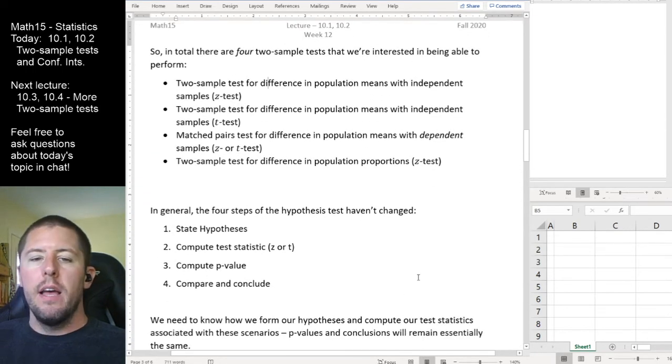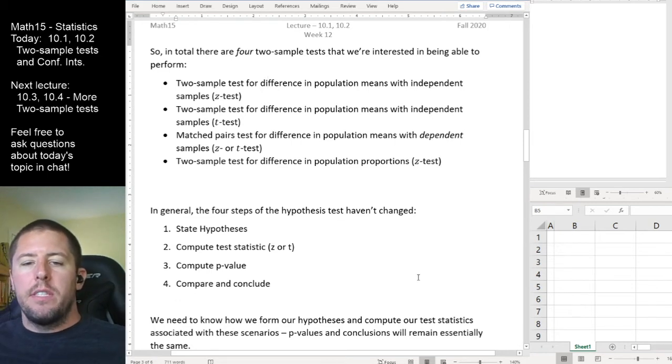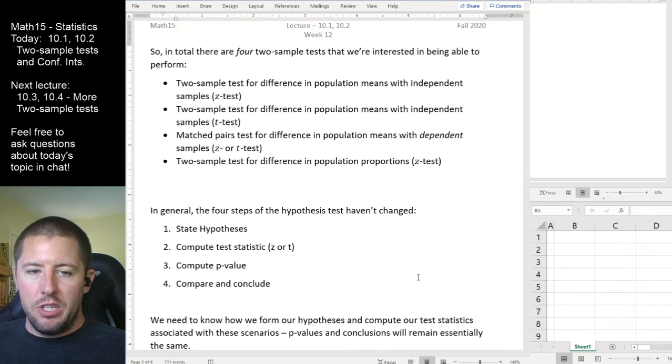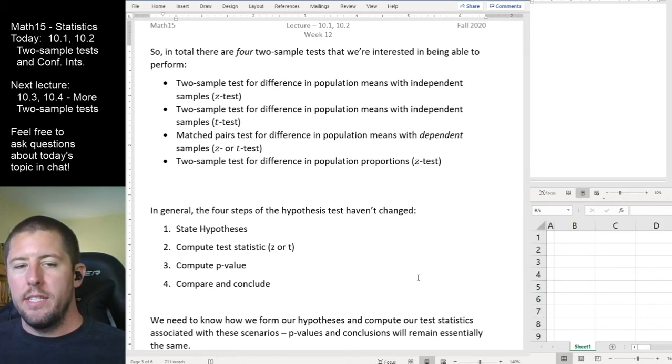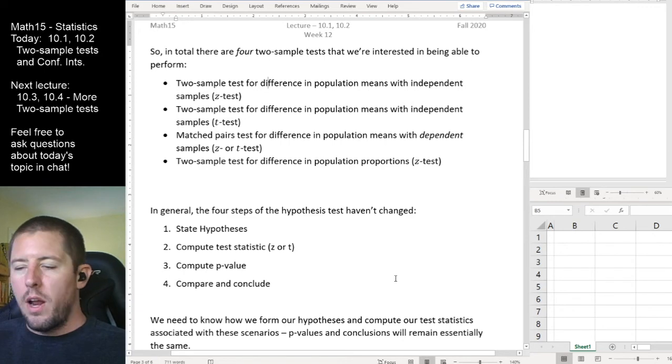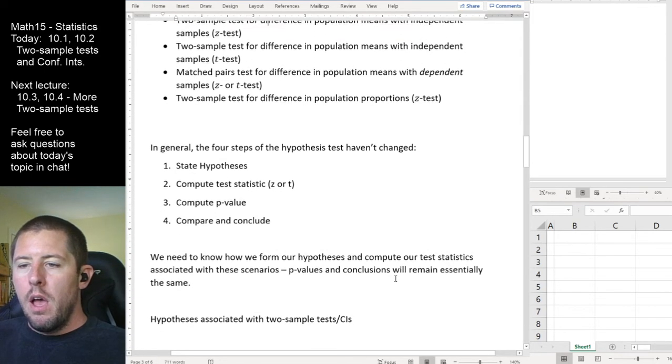So the good news for us is that generally speaking, the four steps of the hypothesis test haven't changed at all. Just a little bit of the computation that we're going to do is going to change. So let's look at what parts of our hypothesis test are a little bit different here. But overall, the really big takeaway is that not much is really changing. The structure of our approach is the exact same. We're just filling in the blanks with some slightly different things because we have two samples instead of one. So we just want to update our approach to deal with that.